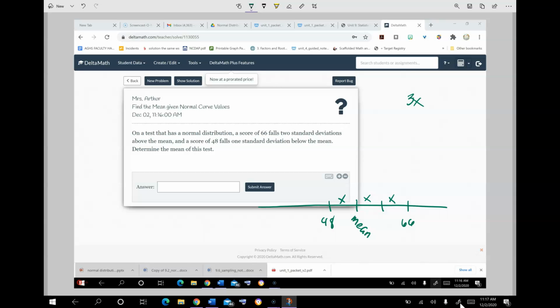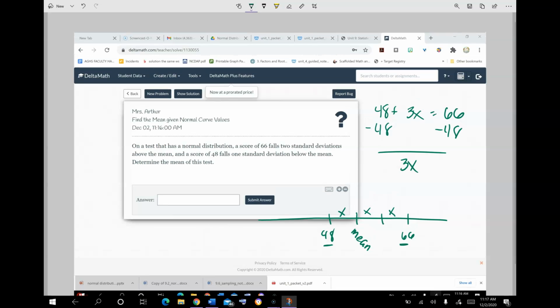So if I add 3 standard deviations to 48, I'm going to get 66. So if I say 48 plus 3 standard deviations, it'll equal 66. Then we're going to subtract the 48. I'm going to say 66 minus 48, get 18. So I have 3x equals 18, divide by 3. So x equals 6. Now that's x. Okay, that's what the standard deviation is.